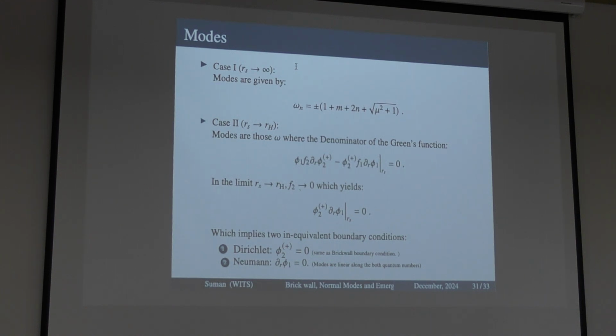If you quantize with this boundary condition, you will see that you get modes which are linear along the quantum numbers, the m quantum number and the n quantum number. So in the collapsing scenario also, this Dirichlet boundary condition scenario occurs when your shell is very close to the horizon, and you will get this different structure.